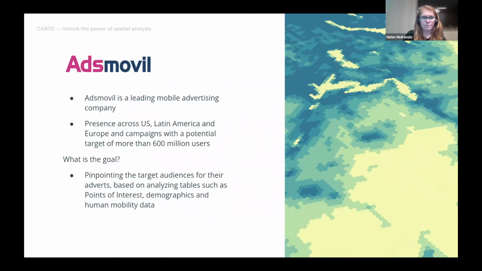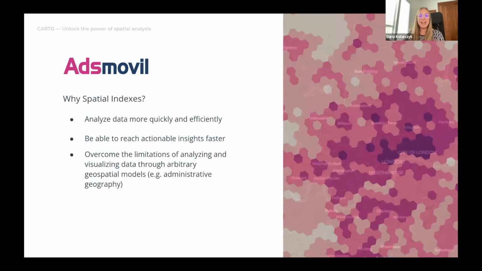Moving to the next slide, Adsmobile turned to spatial indexes and is using them in their analysis for several key reasons. First of all, they can analyze their data much more quickly than with standard geometries. Second, because of this, they get access to results much, much faster. And third, as Helen explained earlier, they also benefit from removing some of the bias that occurs when using arbitrary models, such as administrative geographies.